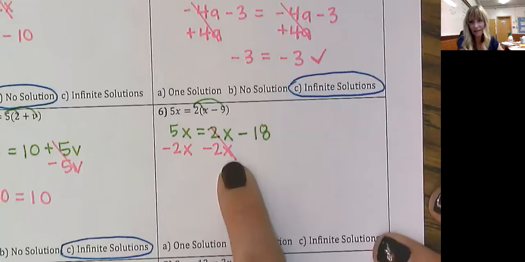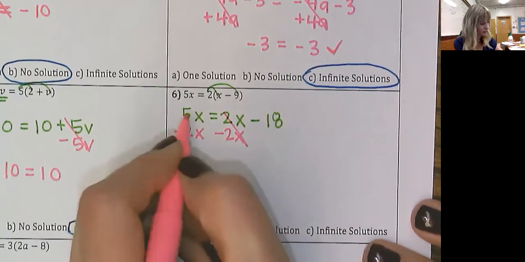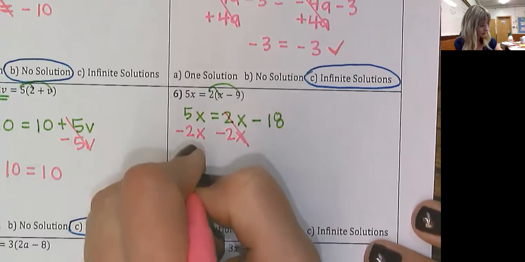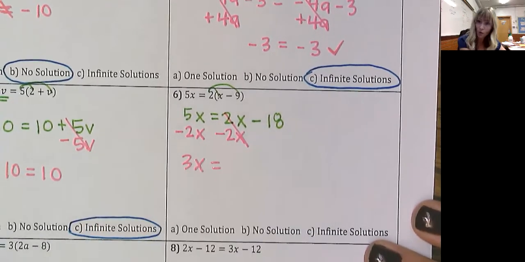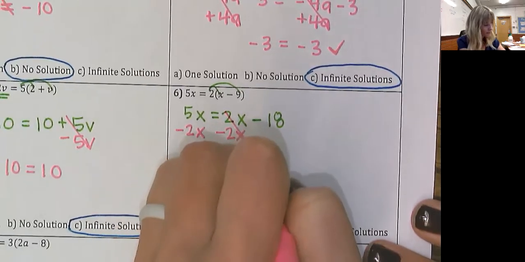And this is what we mean by the variables do not cancel on both sides. They canceled on one side because that's the whole point of this process, is to get all the variables to one side so I can solve for it. But look, 5x minus 2x leaves me with some x's, 3 of them in fact. And if I have some x's left, well then I can solve for x.